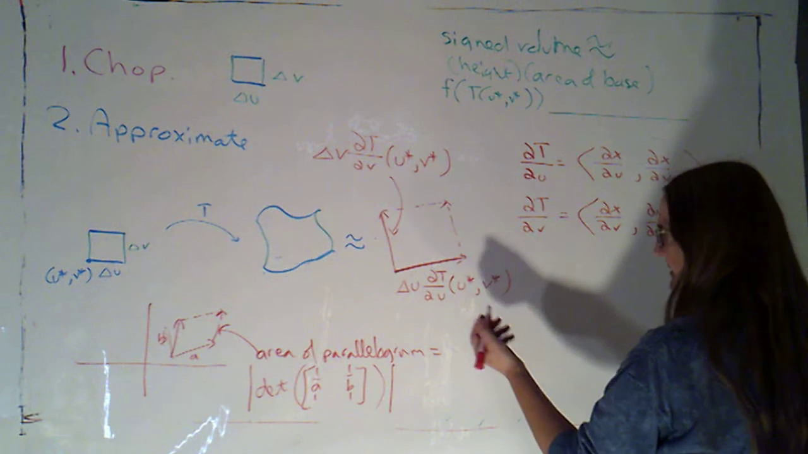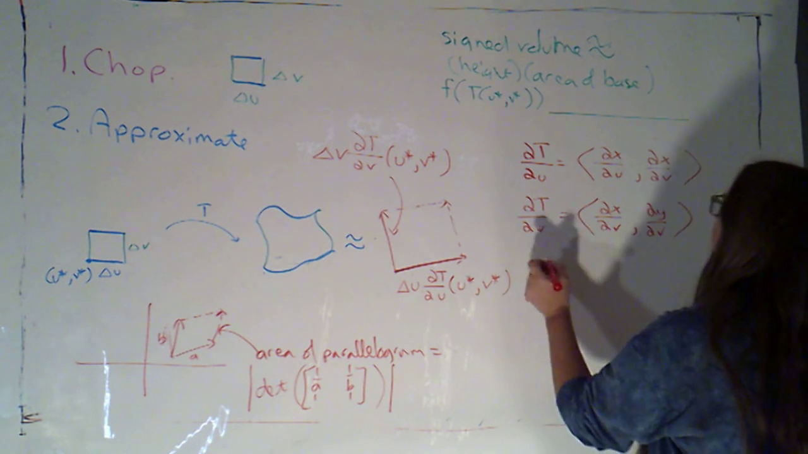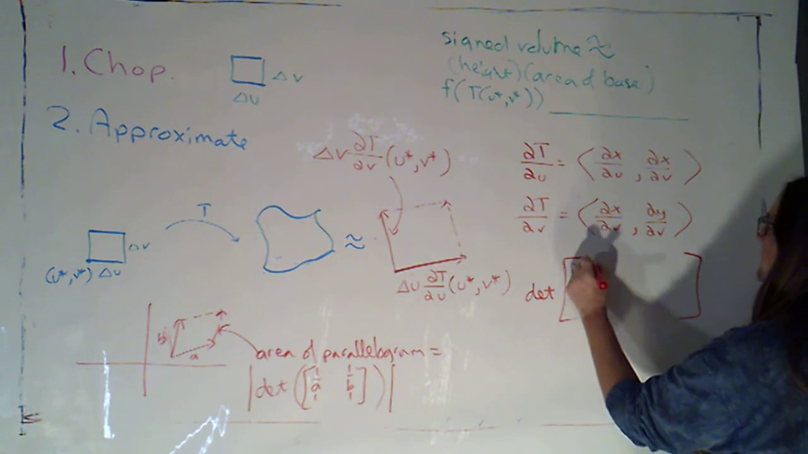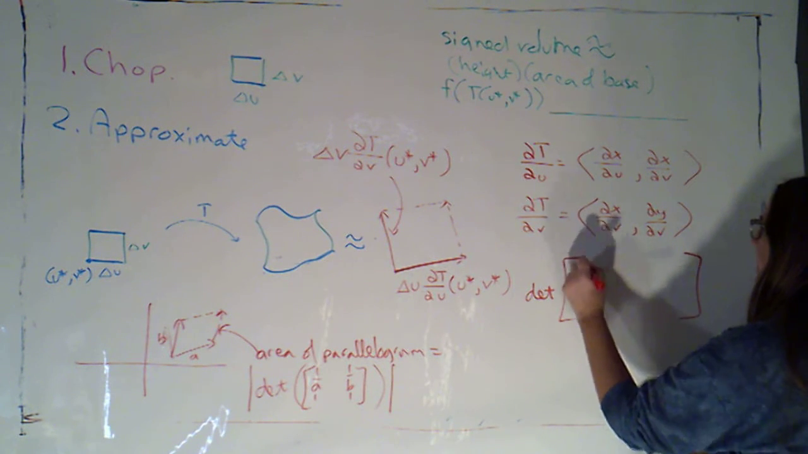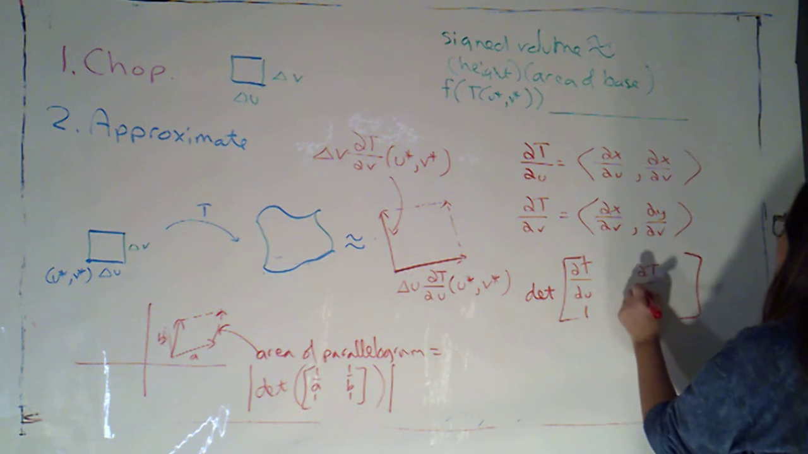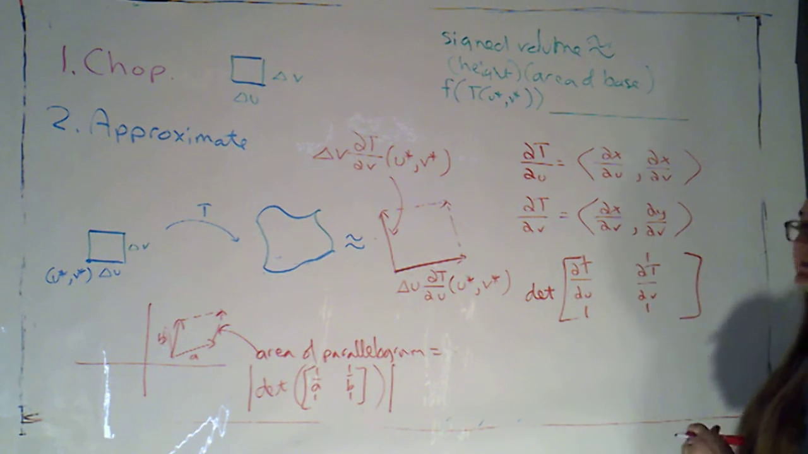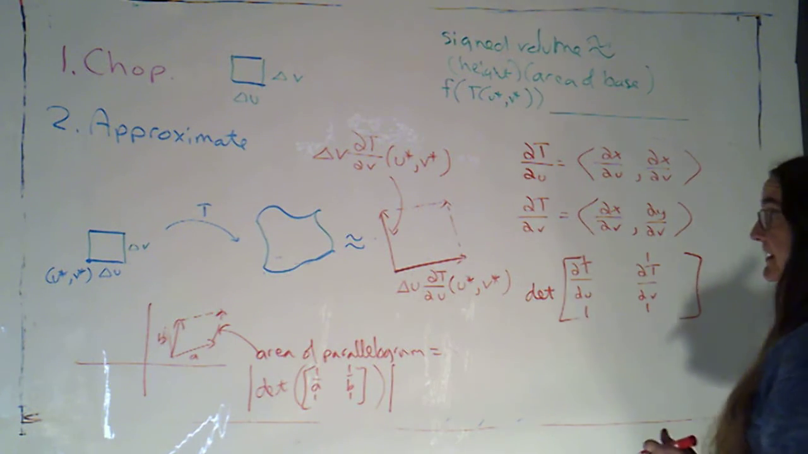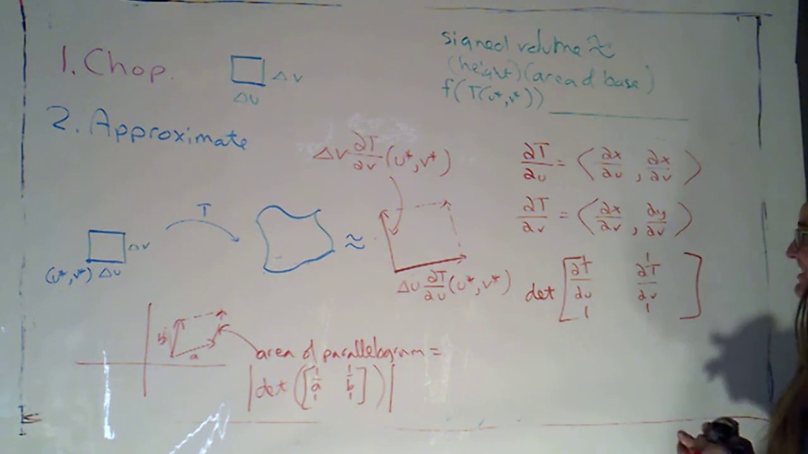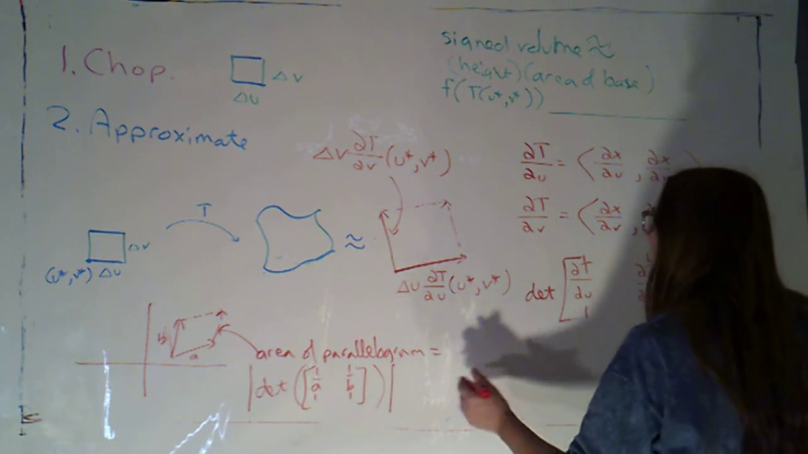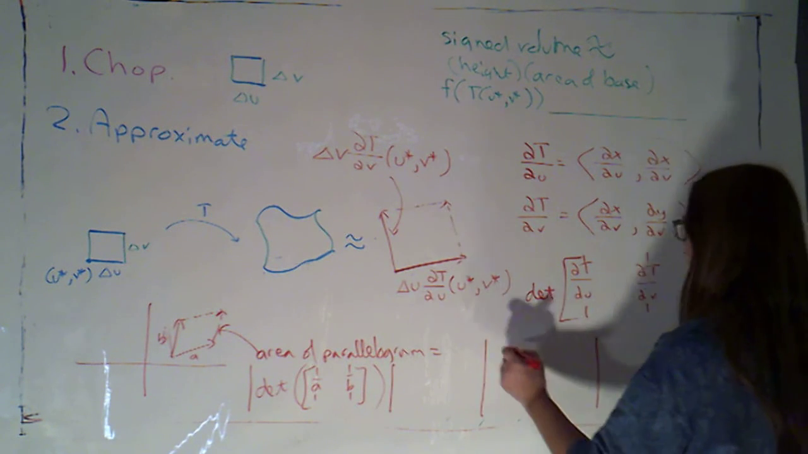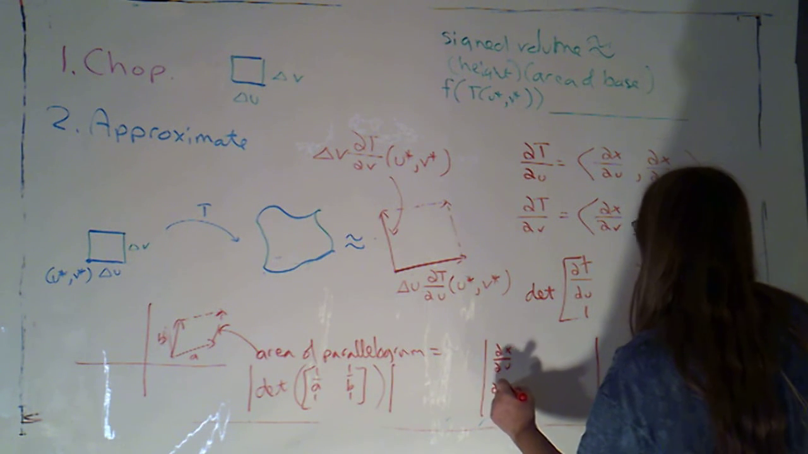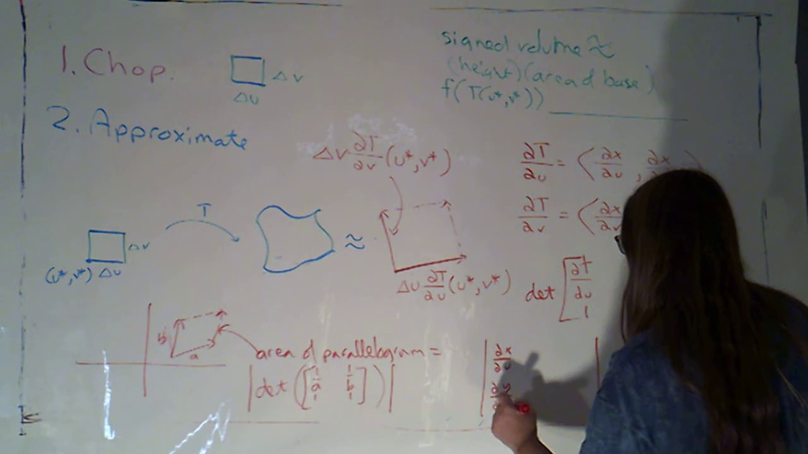Let's just calculate the determinant of partial of t with respect to u as the first column, partial of t with respect to v as the second column, and then we'll take the absolute value of that. Okay, so here I'm just doing part of the process, just taking the determinant. Okay, so that's going to be the determinant of partial x, partial u, partial y, partial u.